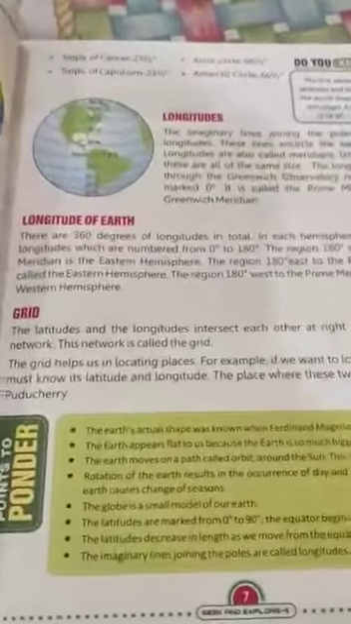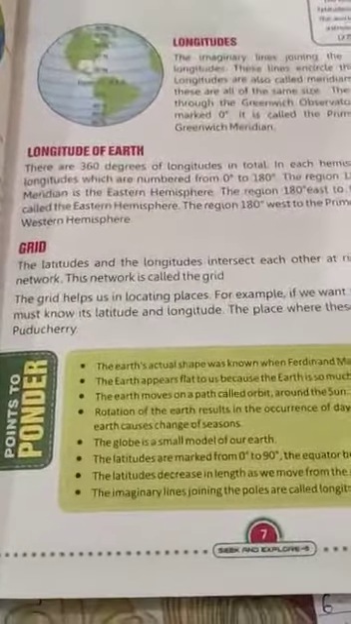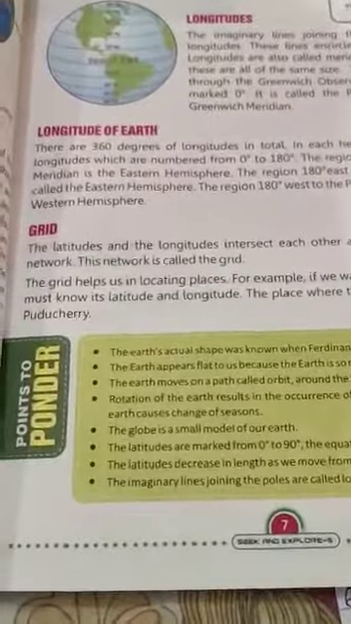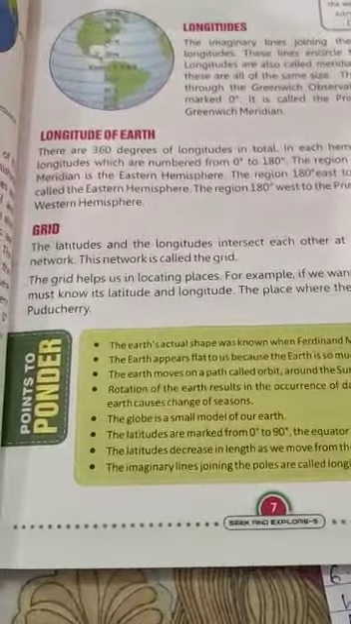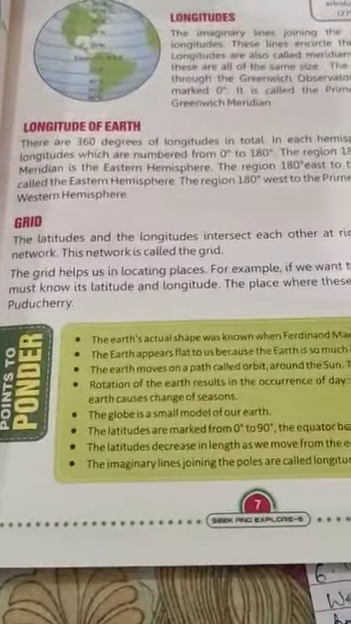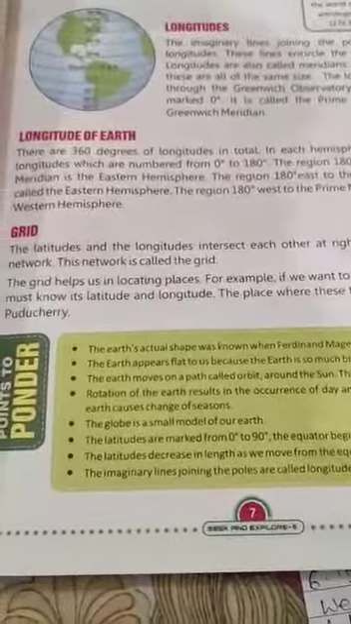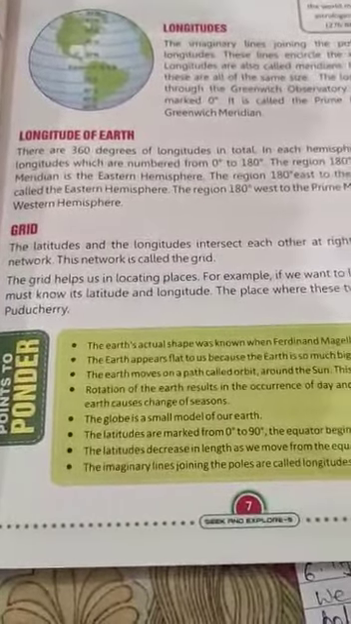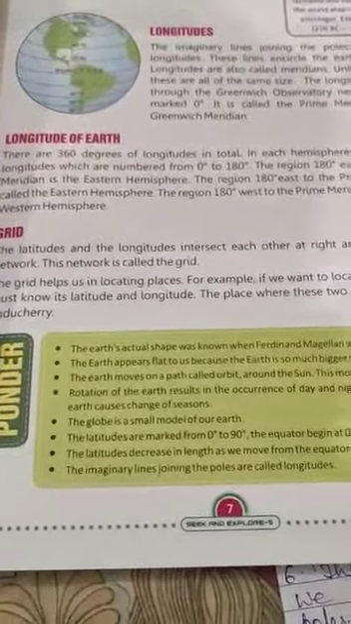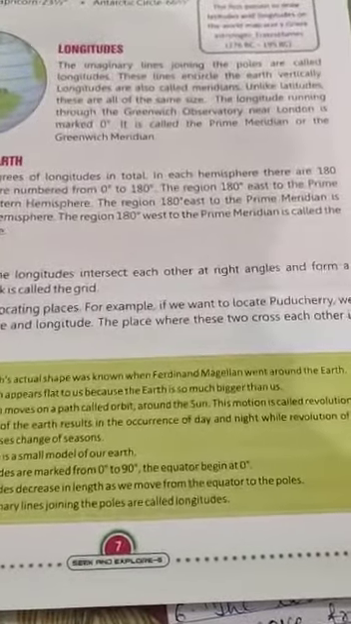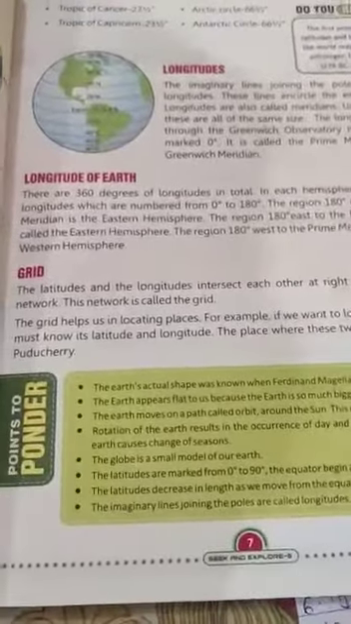This is the first chapter we are discussing right now, in which I will go ahead and discuss the last point, that is grid. Basically, it is the network which is created when the latitudes and longitudes intersect each other at right angles. So that's the network.